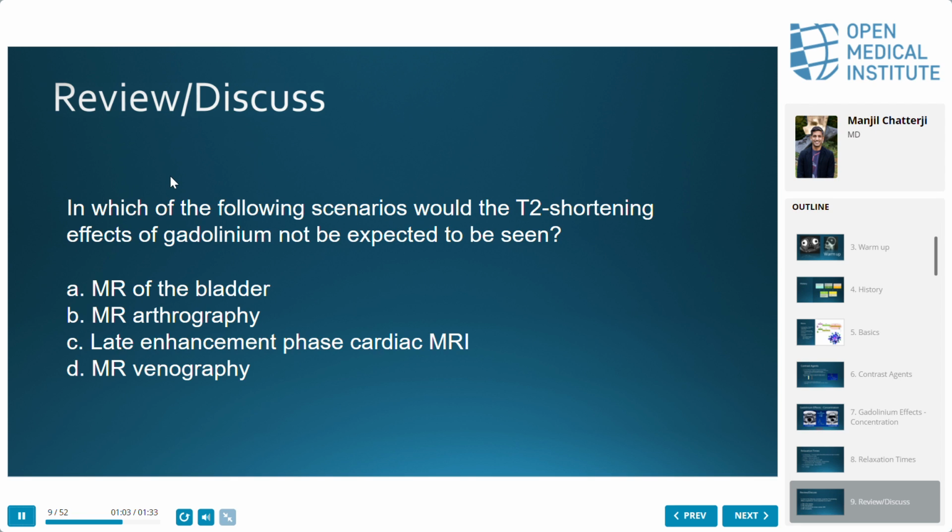And yeah, if an MR of the bladder, it's a contained space. The more gadolinium you add, the more it becomes concentrated, and the kidneys are concentrating it as well. Same with arthrography. There's no fluid coming in and out. It's just the contrast agent itself. It's going to be at high concentrations.